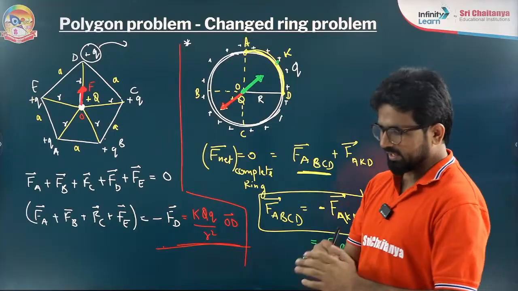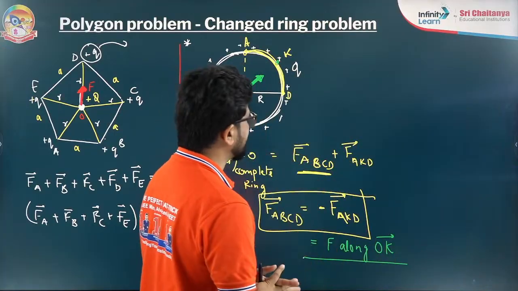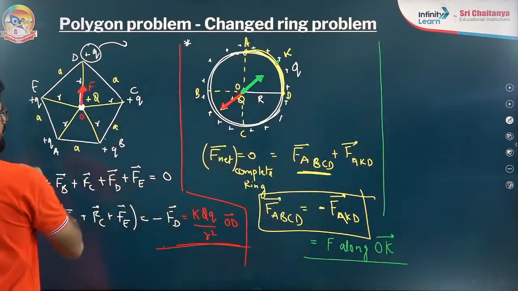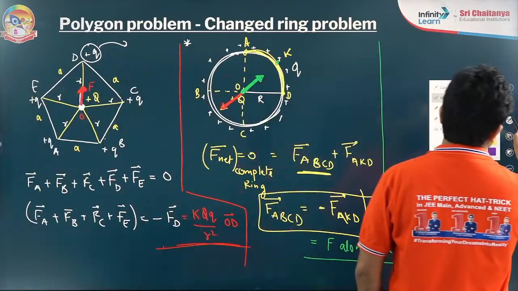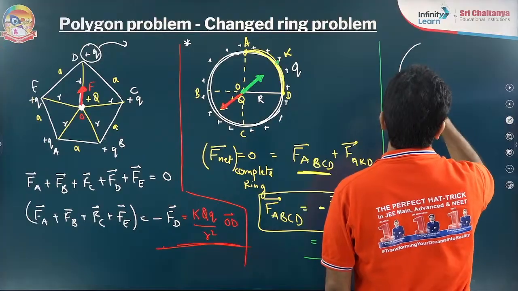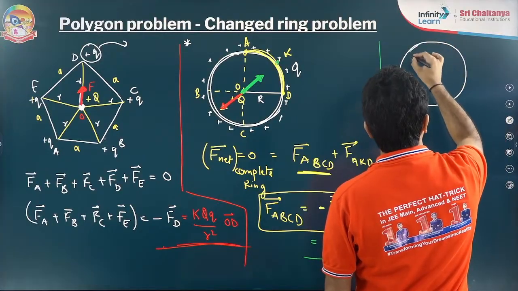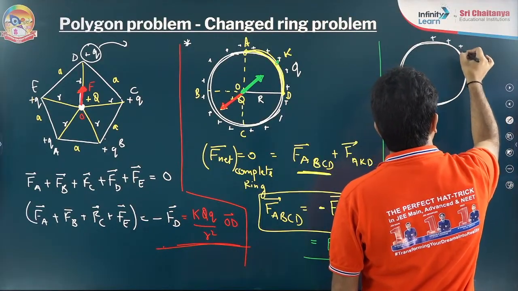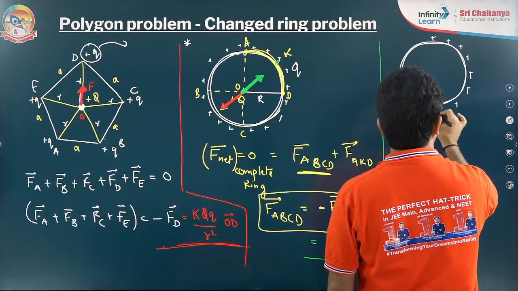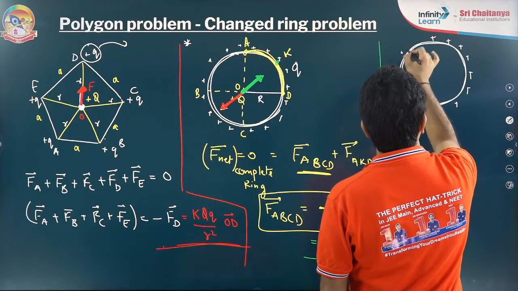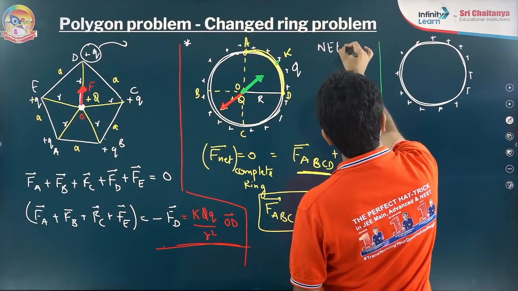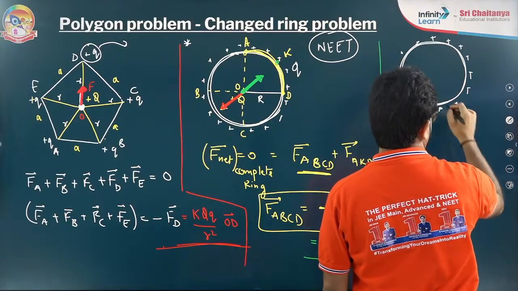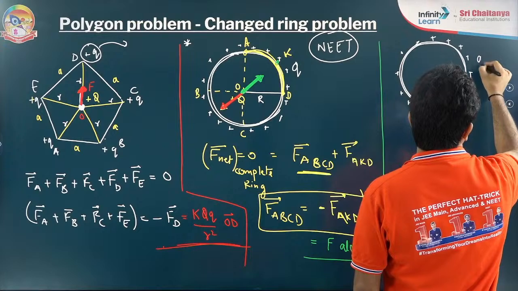Now the same question I will ask you. It is a very, very basic question. Please understand. Focus on the board. Suppose I am taking here one ring. This is a ring. On this ring, charge is there. Please focus. Basic concept. It's a NEET question actually. This ring is there.